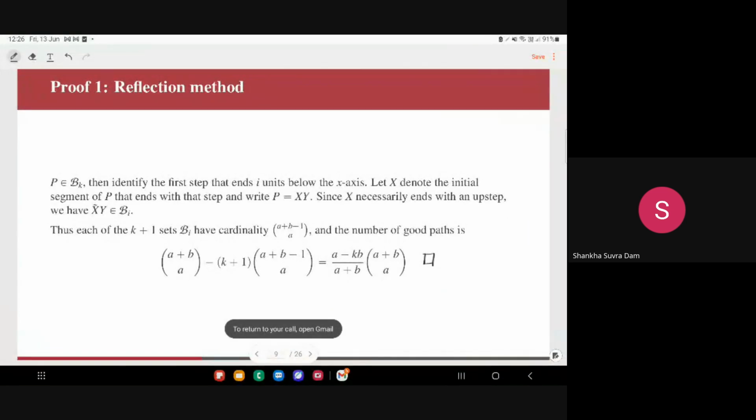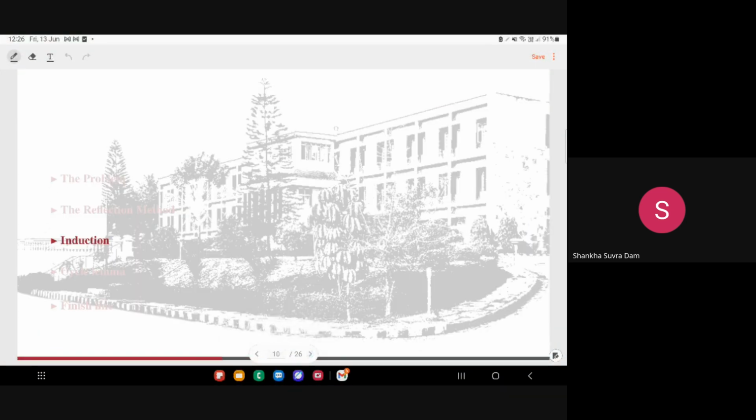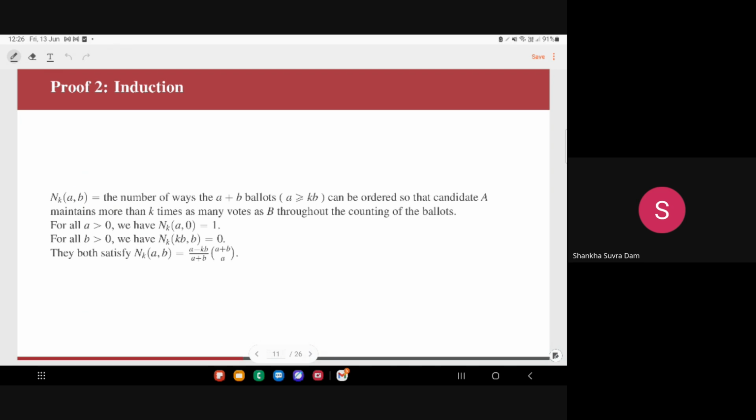Brilliant students here. Okay. So the second method is induction. Let N_k(a, b) be the number of ways in which a plus b ballots, where a is greater than or equal to kb, can be ordered so that candidate A maintains more than k times as many votes as candidate B throughout the counting of the ballots.